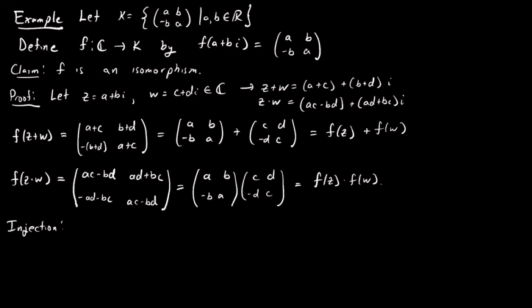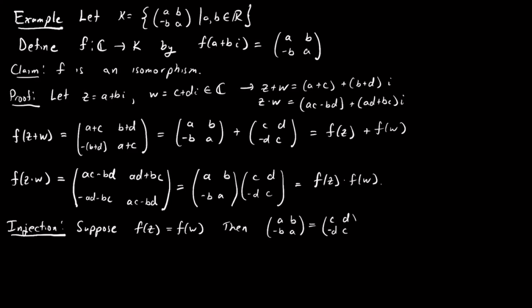So let's check that it's an injection. Okay, so I'll say suppose that f of z is equal to f of w. Okay, well, what is f of z? f of z is just this matrix a, b, minus b, a, and f of w is this matrix c, d, minus d, c. What do we get from there?